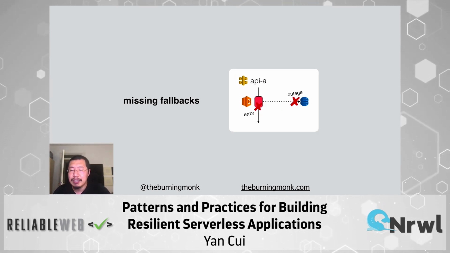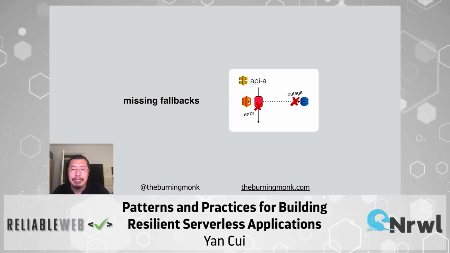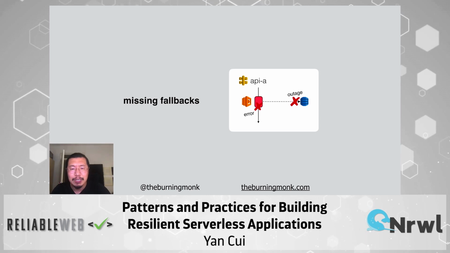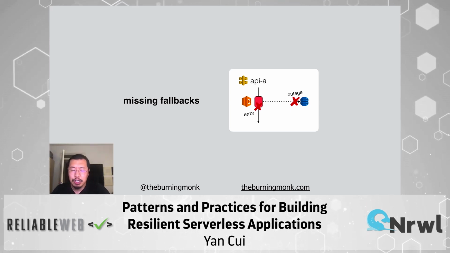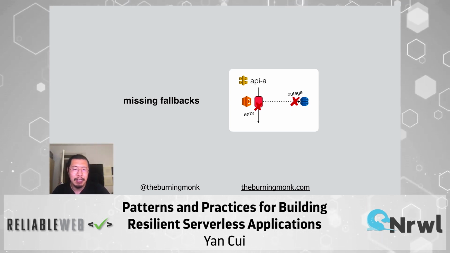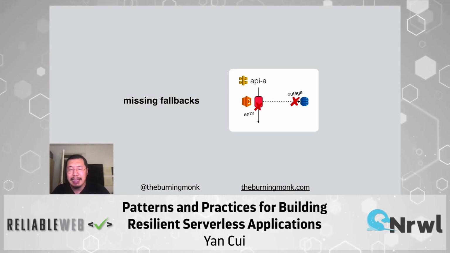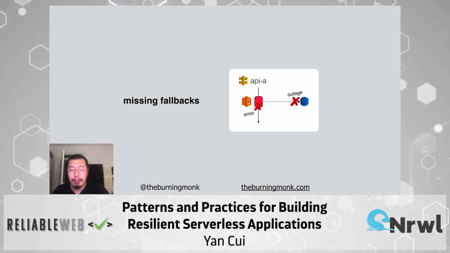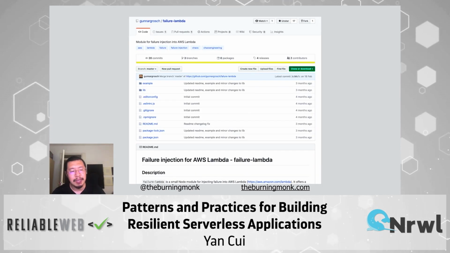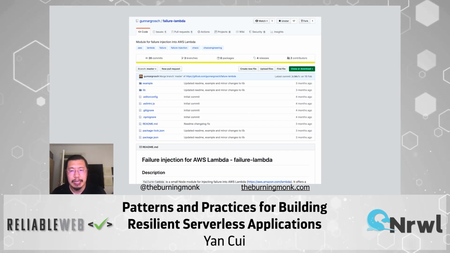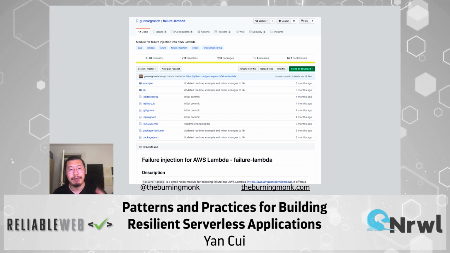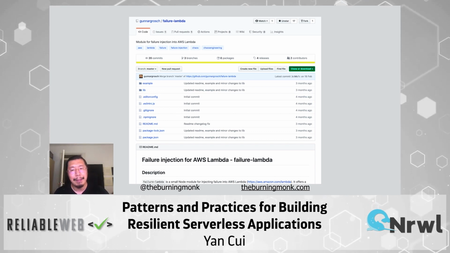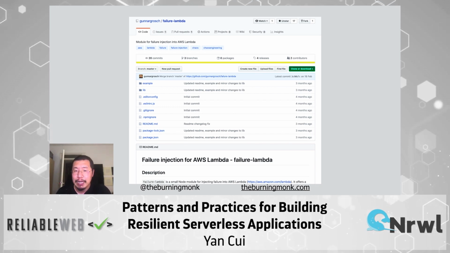And in cases where, say, a downstream system is having an outage, maybe I'm missing a trick by not having some kind of a fallback strategy so that I can return some cached or maybe even a default response so that I can mitigate a cascade failure here and allow the system to fail more gracefully. Luckily, I can use tools like Failure Lambda to inject failures into a Lambda function and run experiments to see how my application behaves when those failures happen.